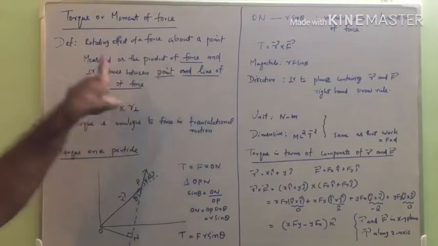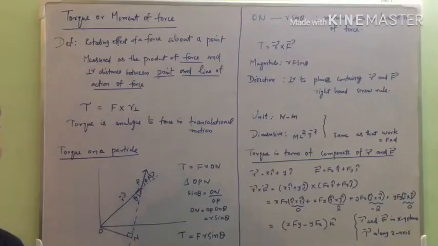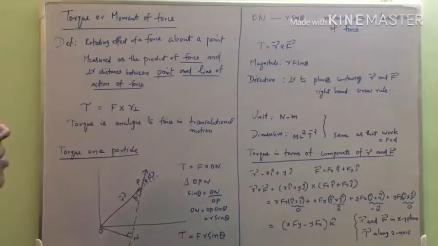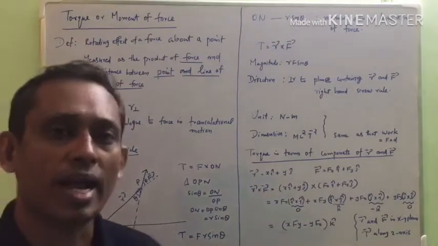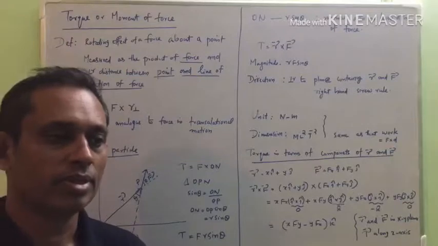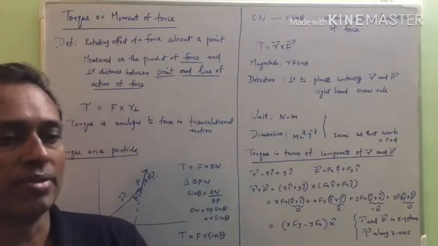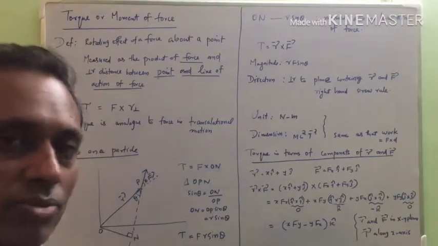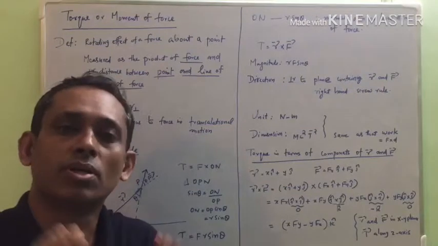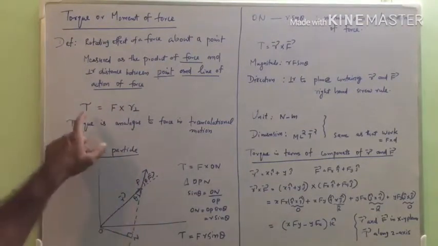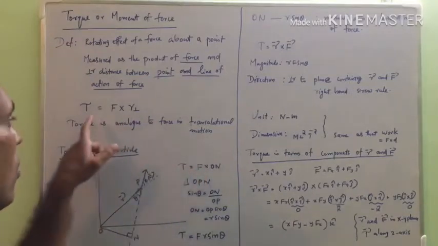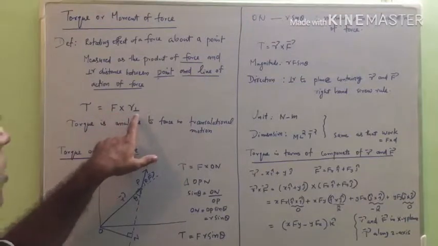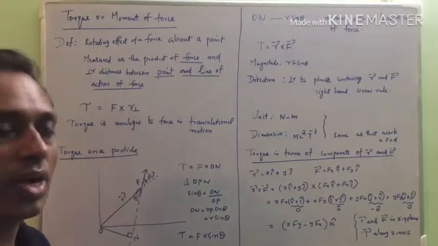Torque is the rotating effect of a force about a point, measured as the product of force and the perpendicular distance between the point and the line of action of the force. So force multiplied by the perpendicular distance between the point and the line of action of the force gives you the torque. The equation: torque is represented by tau equal to force F into r perpendicular, the perpendicular distance.